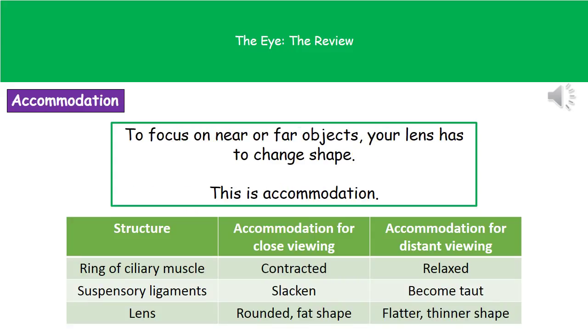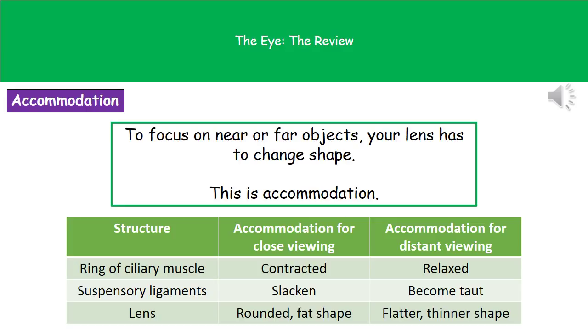In order to actually focus on near or far objects, our eye has to undergo a change. Now the thing that's got to change inside our eye is the actual shape of the lens, and this is a process called accommodation. In order to change the shape of our lens, we've got three things really involved in this whole process of accommodation. We've got the ring of ciliary muscle, we've got the suspensory ligaments, and we've got the lens.